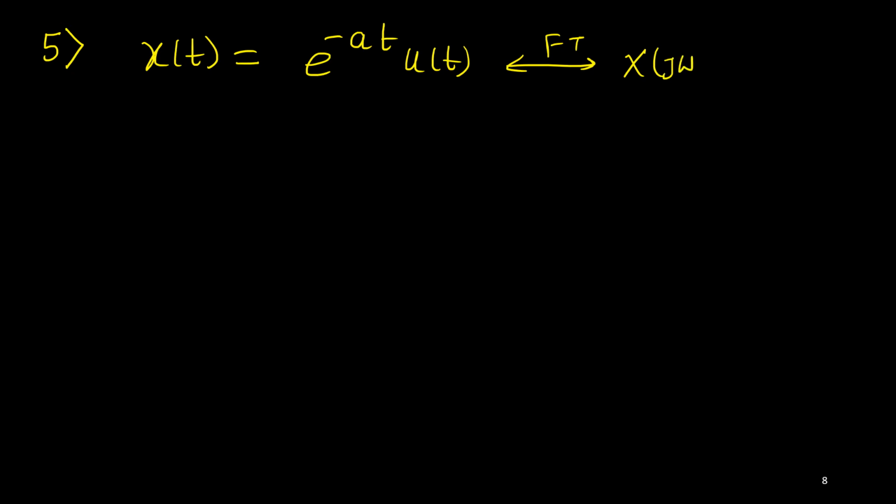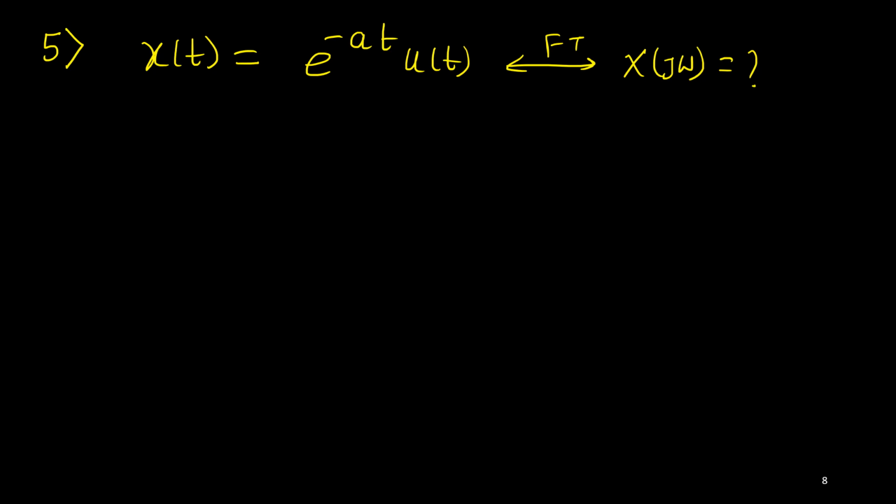So this X of j omega we want to find out without taking any integration. Can I use the differentiation property to find X of j omega? This is a well-known signal, the exponentially decaying signal, and you know that its Fourier transform will be 1 upon a plus j omega. But we need to prove this using the differentiation property.